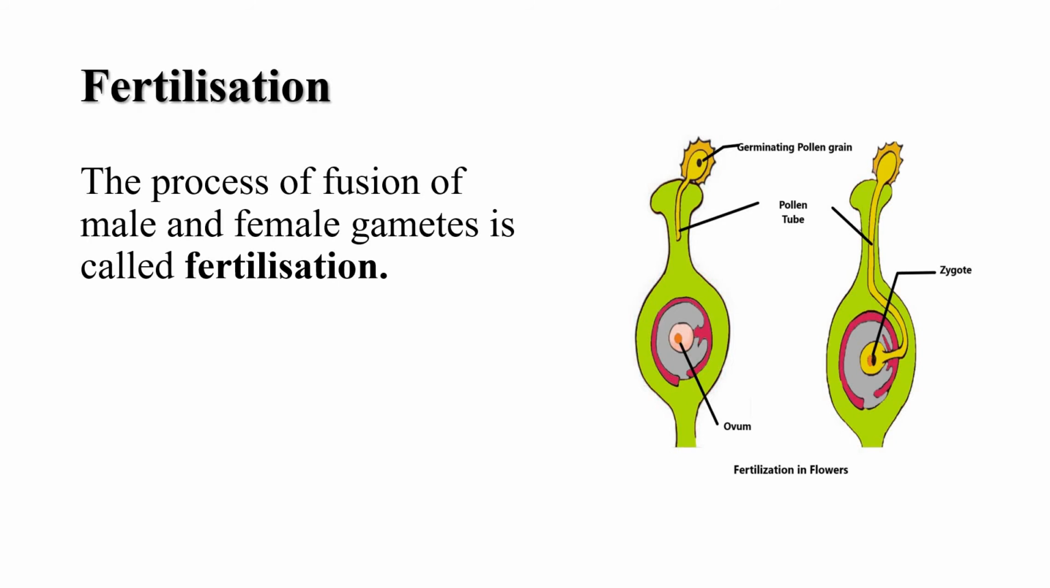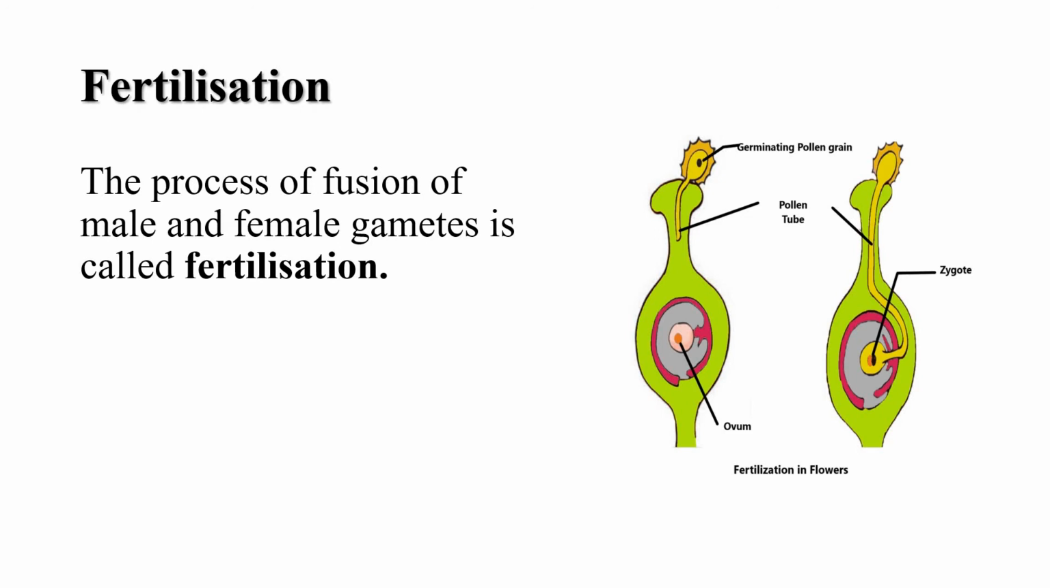And after the pollination process, the pollen grains start to germinate over the stigma of the flower. And during the germination, the pollen grain develops a tube called pollen tube. And finally, the pollen tube enters the ovule through the style. The pollen tube contains two male gametes. One of the male gametes passes through the pollen tube and reaches the egg in the ovule.